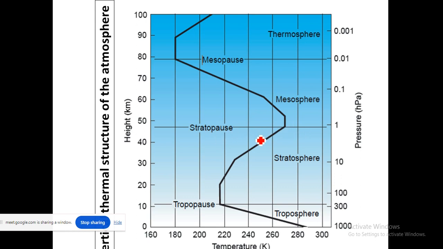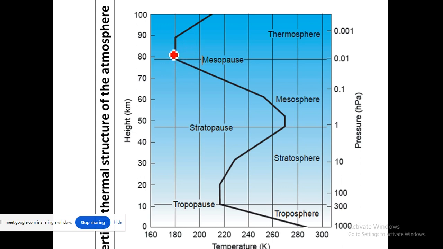The third layer is the mesosphere. Again in the mesosphere there is a decrease of temperature with respect to height, and then the boundary is called the mesopause. The mesopause is the region with the lowest temperature in the atmosphere, around minus 80 degrees Celsius or 180 Kelvin. This is the coldest region in the Earth's atmosphere. Above the mesosphere we have the thermosphere.